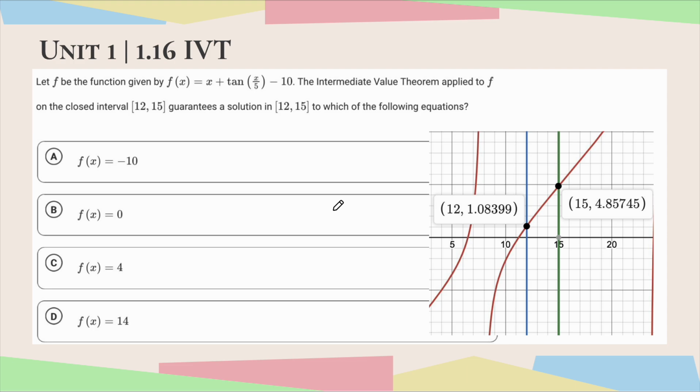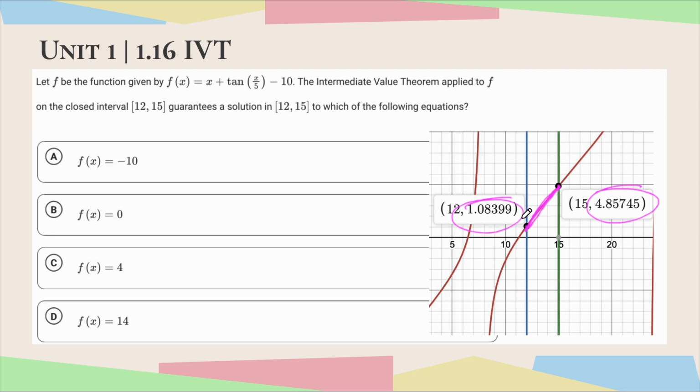But I've gone ahead and pasted a picture of the graph over here to the right, and we can see our output values here. So this point has an output value of approximately 1.08. This one has an output value of approximately 4.86. And the most important thing, of course, is that we note that this is continuous. This function is continuous on that closed interval. So we can apply the IVT, which is kind of already implied in the problem, but just to hammer in that idea that the function must be continuous, it's always good to note that.